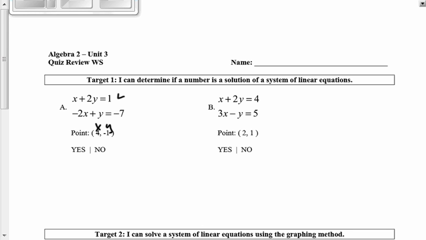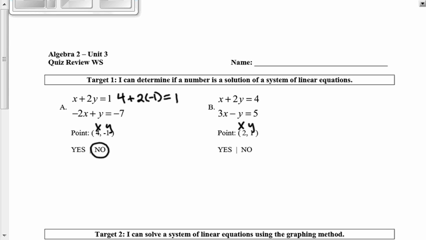So starting with the top equation, if I do 4 plus 2 times negative 1, does that equal 1? So 4 minus 2 does not equal 1. So no, this is not a solution to that system. Remember, it has to be true in both equations.